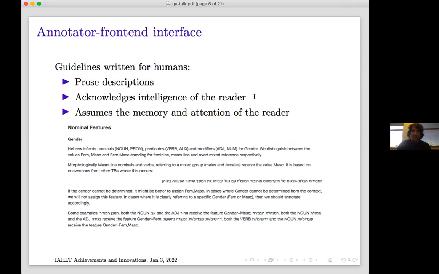And so definitely our annotators are intelligent, but whether they have perfect memories and attention, I'm sort of skeptical of this. And because of that, we see occasional variation in our annotated data, which is, of course, the purpose of our QA process.